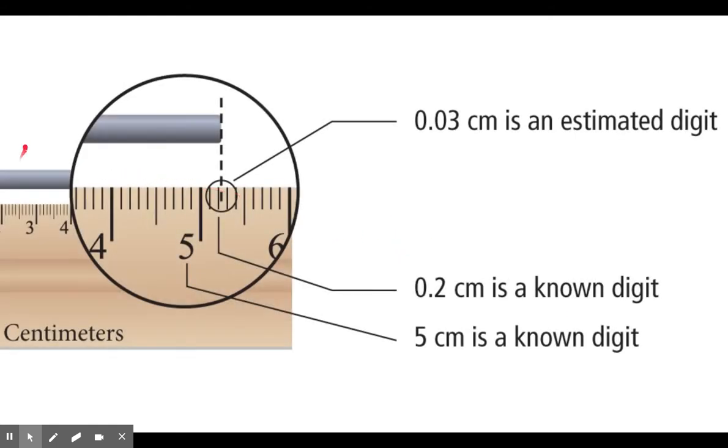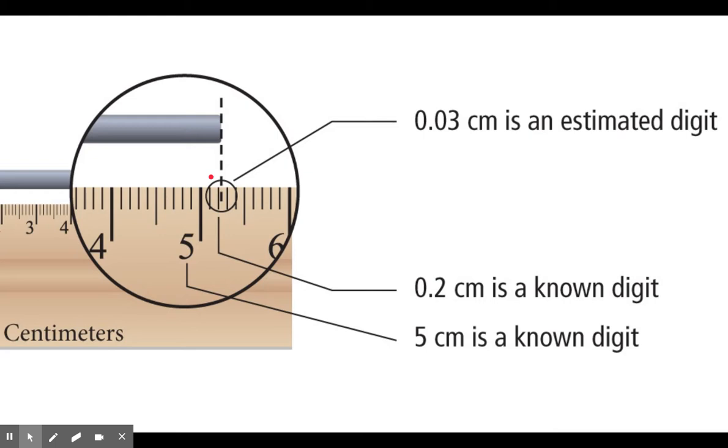Let's measure this gray rectangle up here. We'll call it a pencil. We're using a centimeter ruler to measure this pencil. Now, here's what we can see. We can see very clearly that the pencil goes beyond the 5 centimeter mark, right? Now, it also very clearly goes beyond the 5.2 centimeter mark. So we know for sure, 100%, this pencil is at least 5.2 centimeters long.